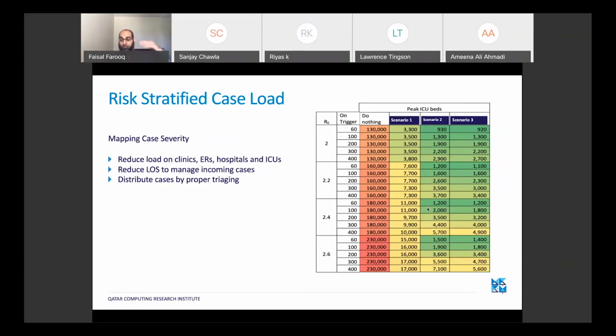For example, when should I create another hospital? The hospital in Al Khor is now a completely COVID-19 hospital. All non-COVID patients have been transferred to other places. So that's part of how we increase capacity based on these ratios and risk stratification.